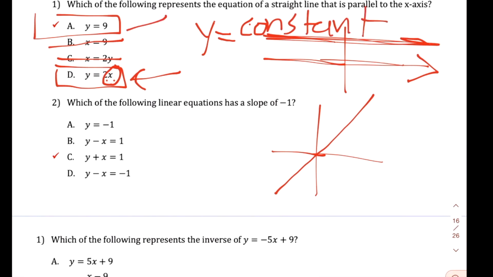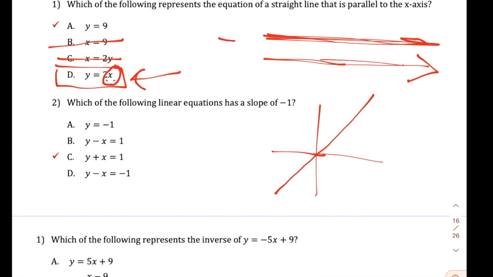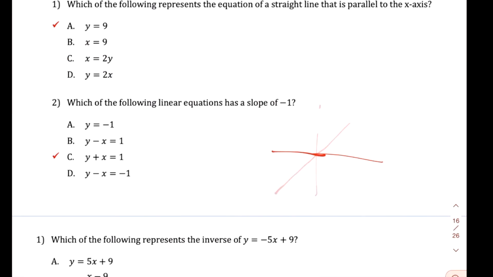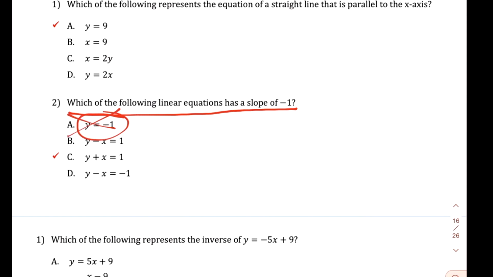And that's why you take this option. There is only one option here. Remember, horizontal line or parallel to the x-axis, always y equals a constant, equals a number. There is no variable in it. The only variable is y. Now, which of the following linear equations has a slope negative 1? This is slope 0, so don't be silly.